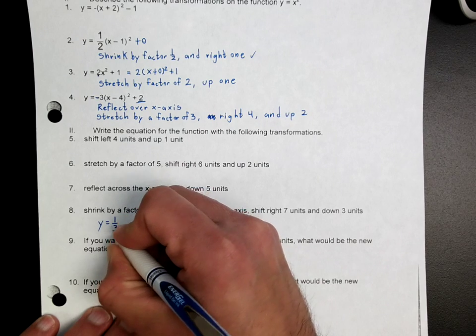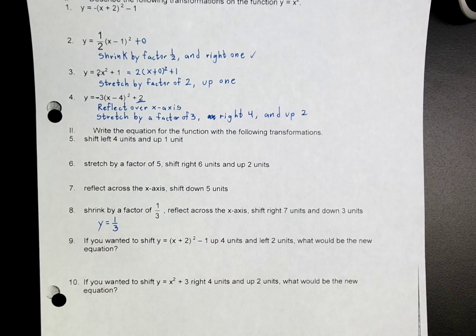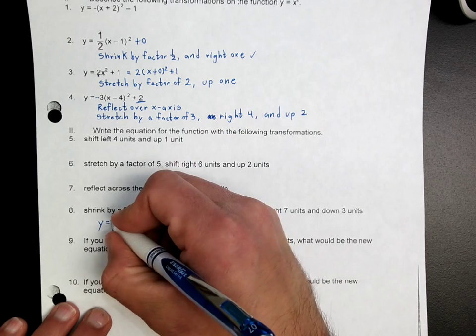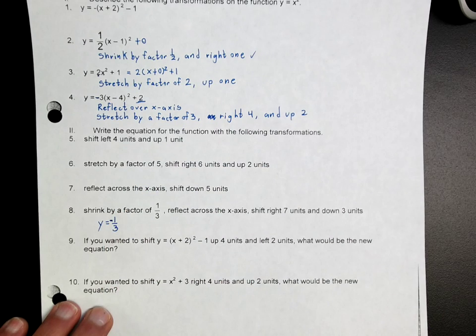Now all of these are going to be quadratic, all right? So keep that in mind. So y is equal to 1/3. Now reflect across the x-axis means that this was negative, right? So I'm going to come back here and put a little negative there.